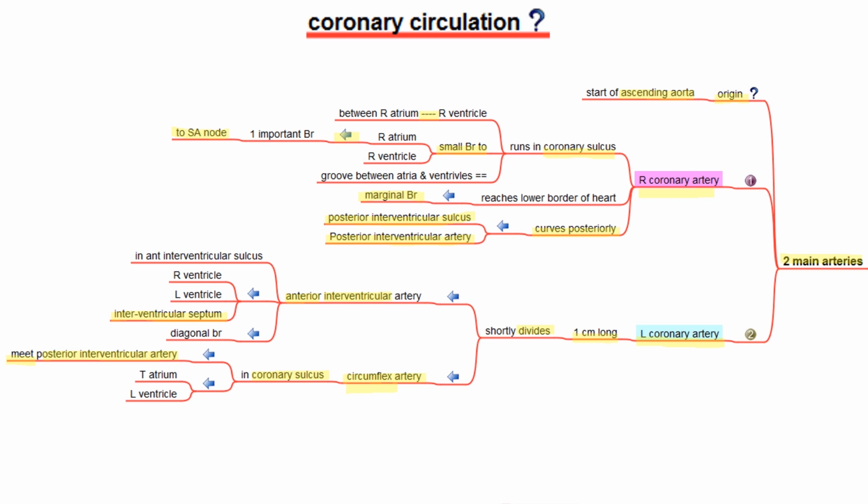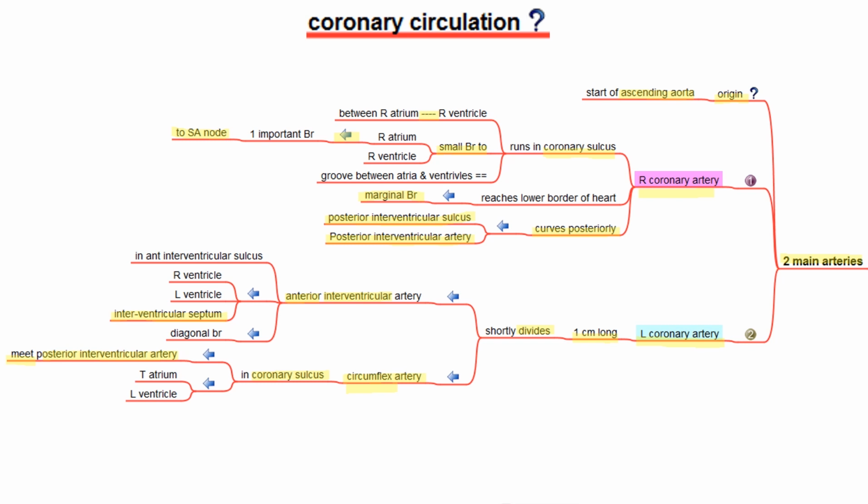Let's have an overview of the coronary circulation. The coronary circulation is made of two main arteries, the right and left coronary arteries. Now, where do these arteries come from? They come from the very beginning of the ascending aorta. And let's start with the right coronary artery.